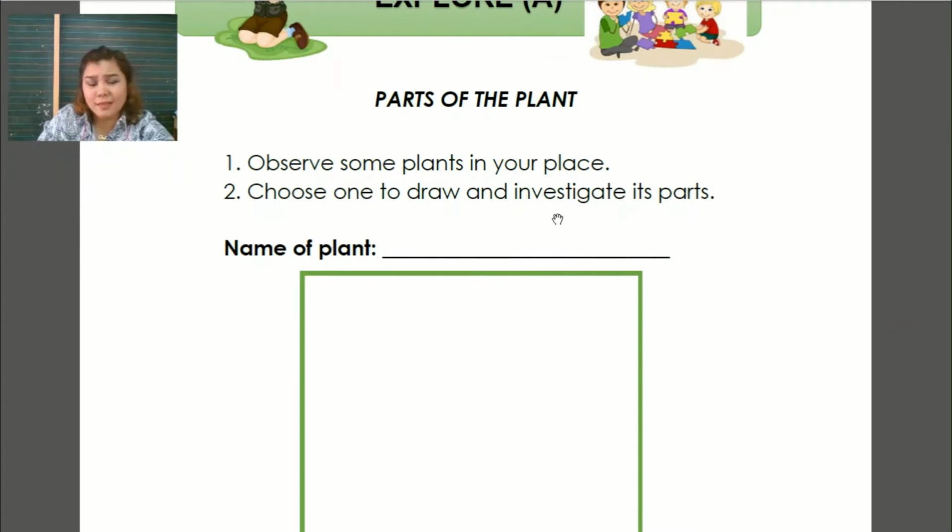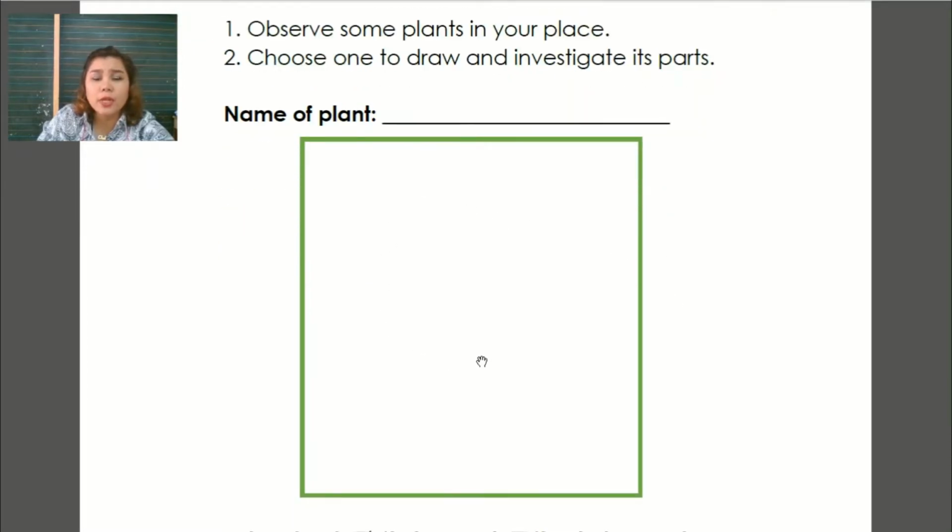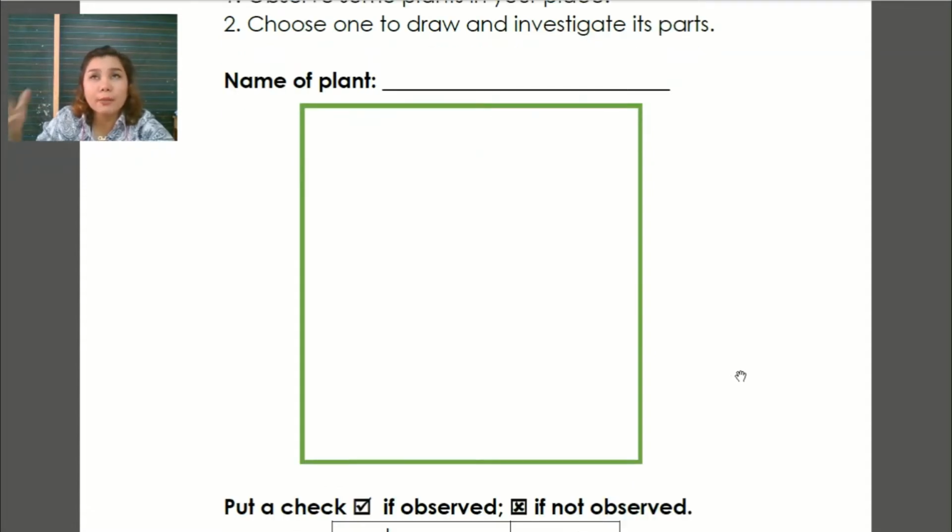You can ask the elders, you can ask the adults what's the name of the plant, and then draw it in the box. So don't forget to color, para maalala din ni teacher kung ano yung plant na yun. So you may pause this part para you can make your drawing beautiful.